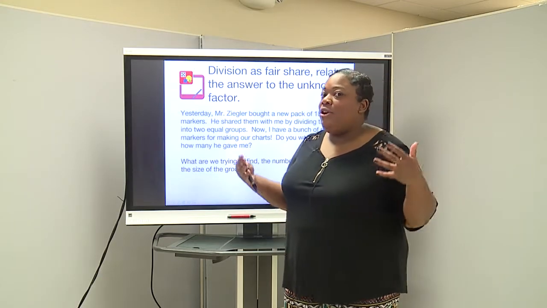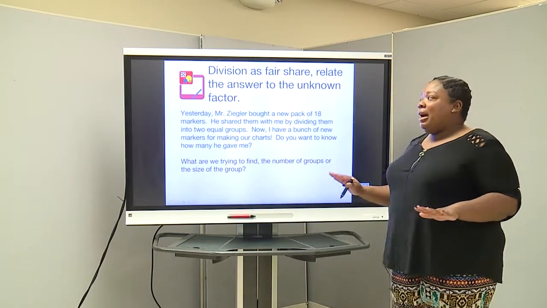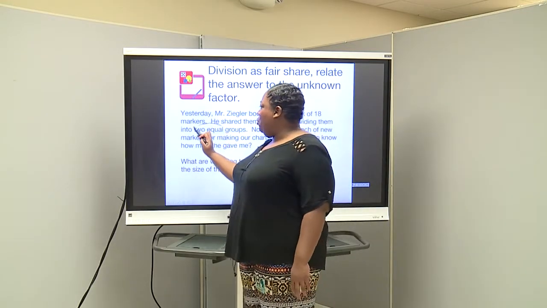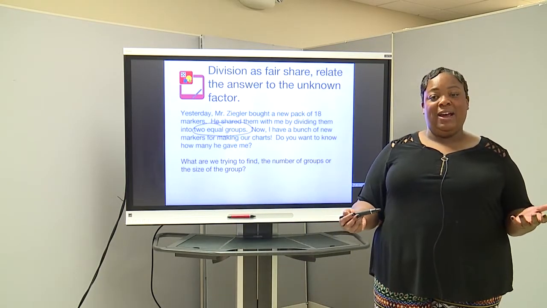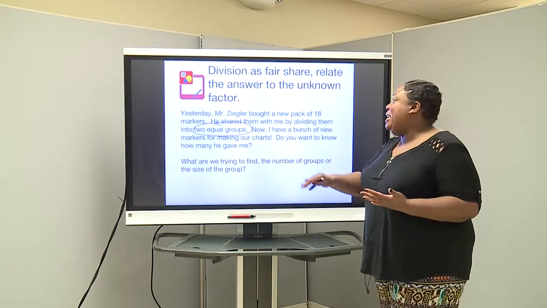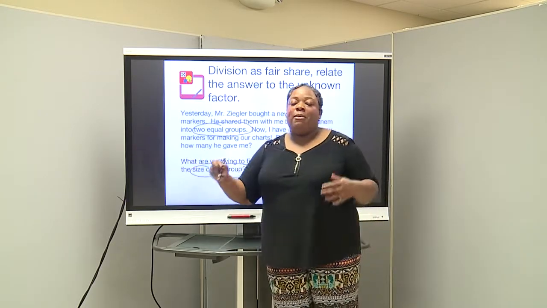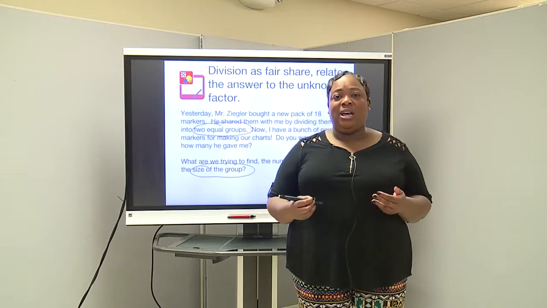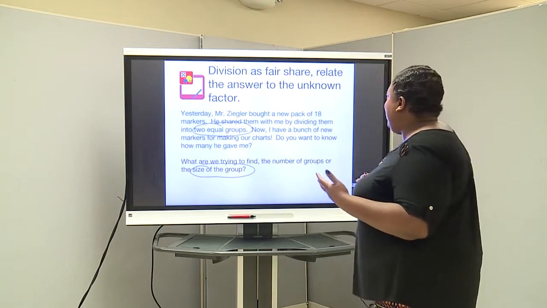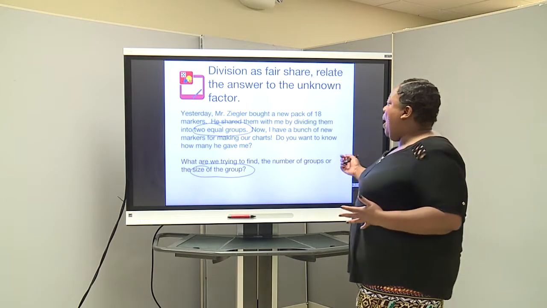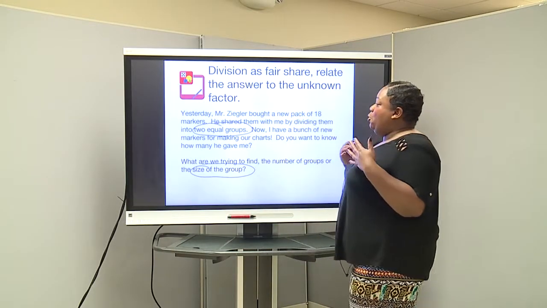So we know we're not looking for the total. Let's see if we can find any more information in here. When I look, I also see this, 2 equal groups, which lets me know that I already know how many groups I have. So if I have the total and I know the number of groups, then I have to be looking for the size of the group. And remember, when we're talking about the size of the group, we're talking about how many there are in each group. So what we want to do here is find out how many markers are in each group, all right?